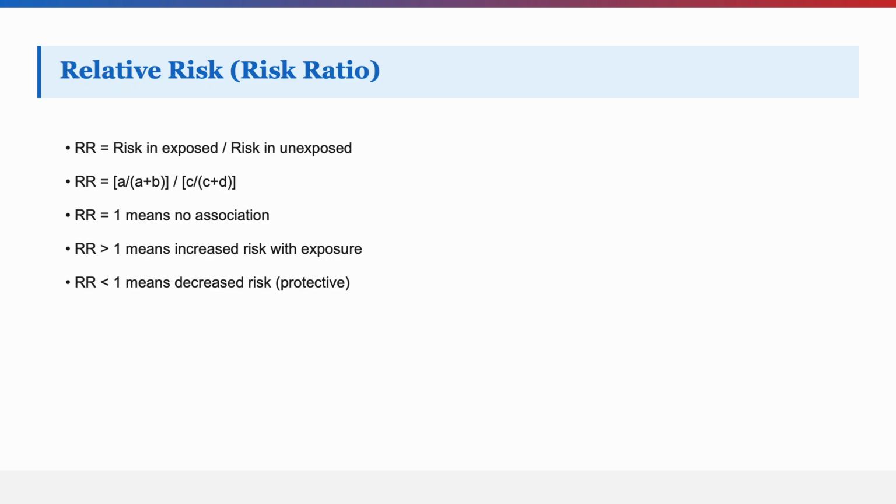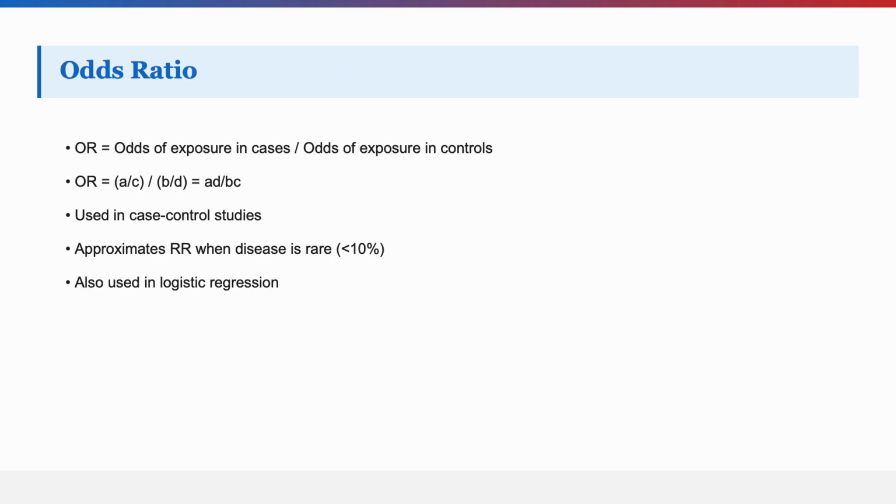Relative risk can only be calculated from cohort studies or randomized trials where we follow people over time and calculate actual risks. It cannot be calculated from case control studies, where we don't know the true risks in the population. The odds ratio is another measure of association, primarily used in case control studies. In a case control study, we start with cases and controls, then look back at exposure. We can't calculate true risks because we selected based on disease status.